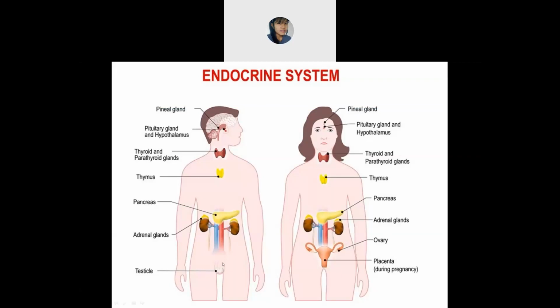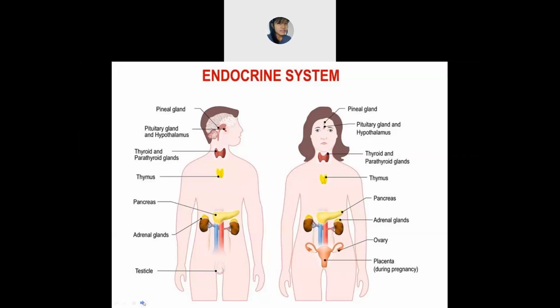For male, you will find a bit of difference in the reproductive system, that is, you will find it in the testicles, and for female, in the ovary. So this is about the endocrine system. In this endocrine system, what will you get? It produces hormones in your body, and they communicate with each other and perform their own functions.